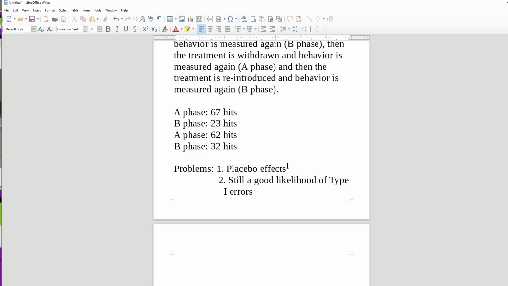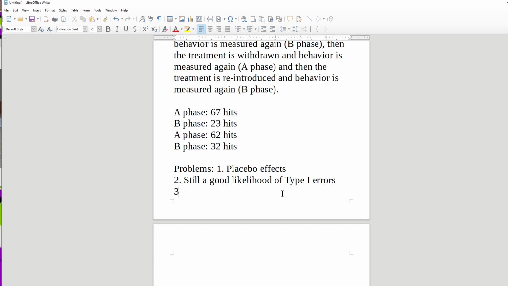Second is still a good likelihood of type 1 errors. What I mean by that is, remember, if we measured it once and then measured it again, we got a 50% chance of making a type 1 error there. Here, remember, we're going to say the treatment's effective only if the two B phases are lower than the two A phases. There's still a 17% chance of that happening, even if the treatment is not effective at all. And so that's still a 17% chance of making a type 1 error, which most people consider too high.